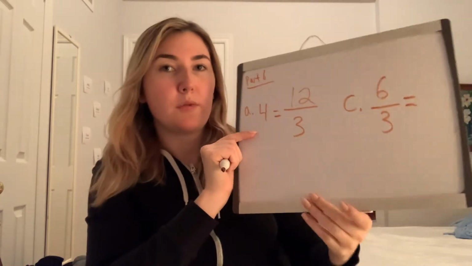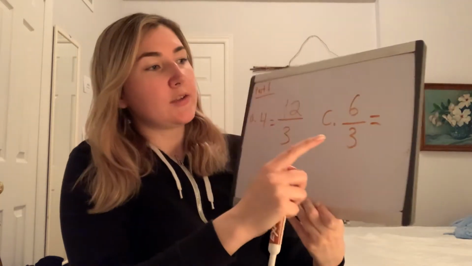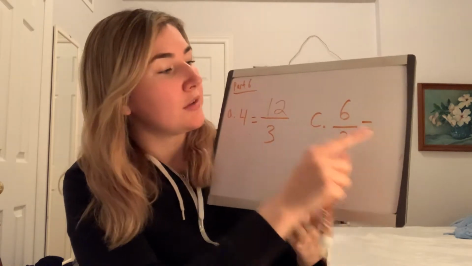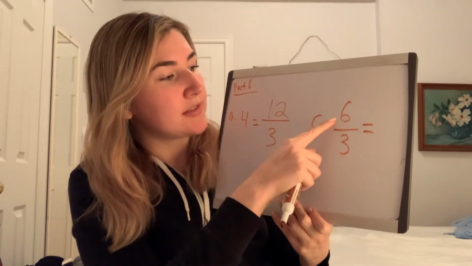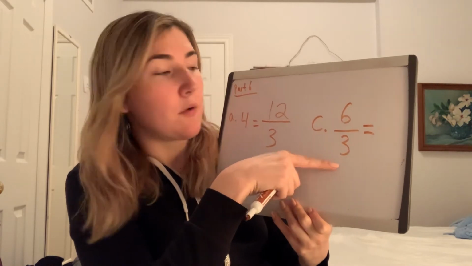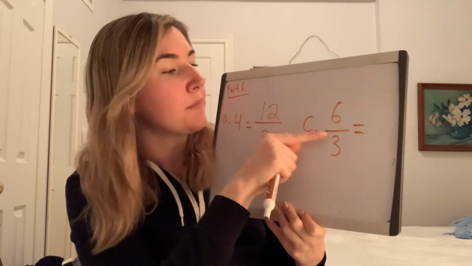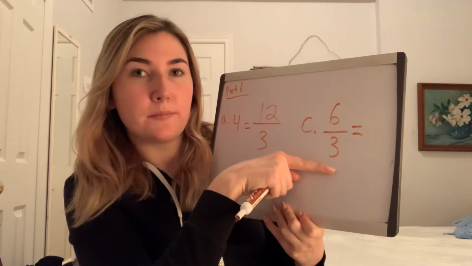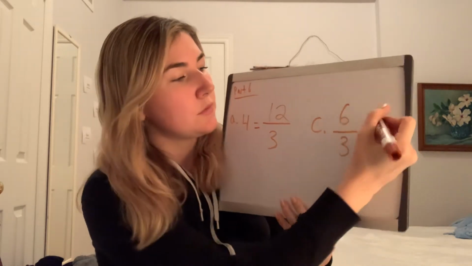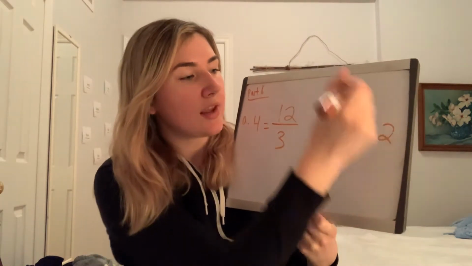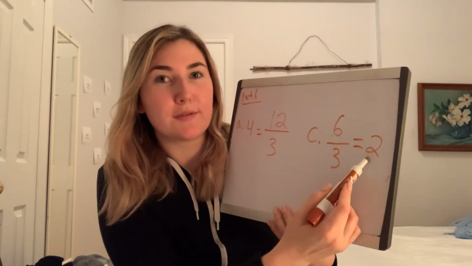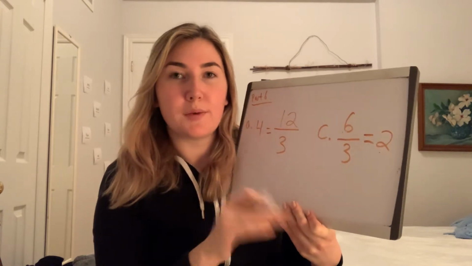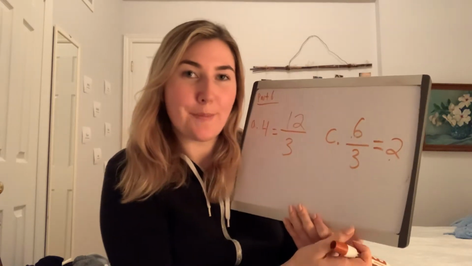Now another type of question that's in part 6 is when you're solving for our whole number. So this is example C that we'll do together. So we have 6 over 3. Now all you have to do here is divide 6 divided by 3, which will give us 2. You can also think how many times can 3 go into 6, which will also give you 2. Now you can complete the rest of the questions on your own and then come back when you're ready for part 7.